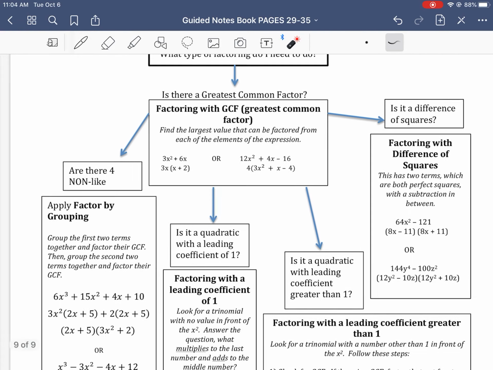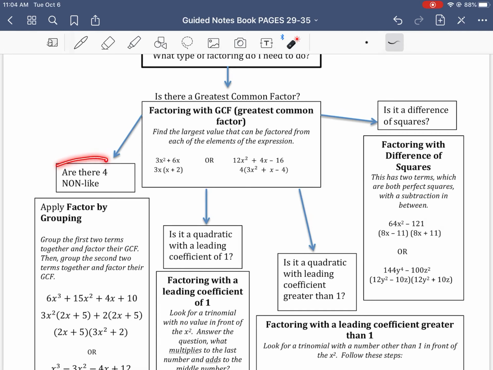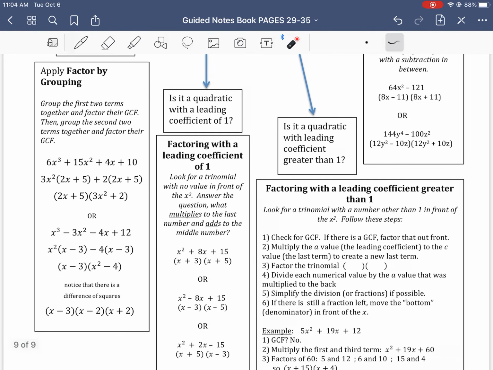Now, the only new piece that we haven't talked about is this on the left. This says, are there 4 unlike terms? It paused, that should say terms. If there are 4 unlike terms, then we use what we call factor by grouping. Again, it's kind of like using a greatest common factor over and over again until you have your pieces together. So I'm going to show you an example here, and then we'll work out a few of them. Notice we have a cubed term, a squared term, a linear term, an x term, and then just a constant. So we have 4 unlike terms. So the question is, how would I factor that down?